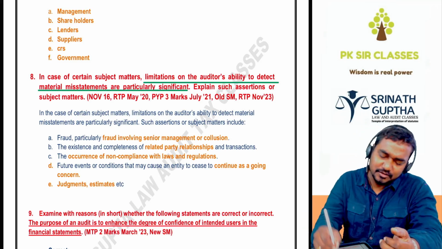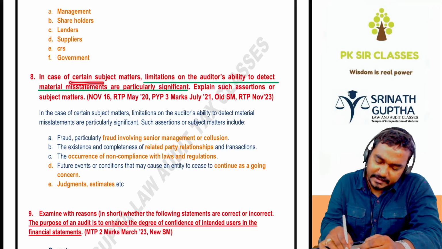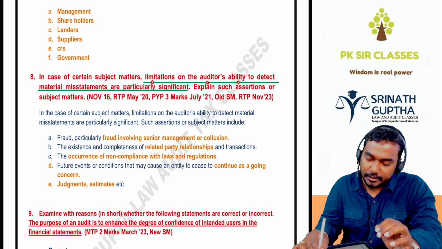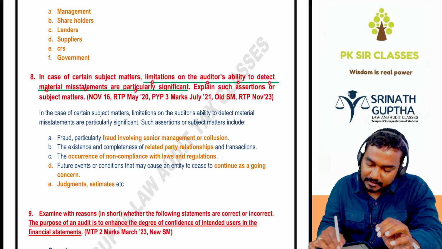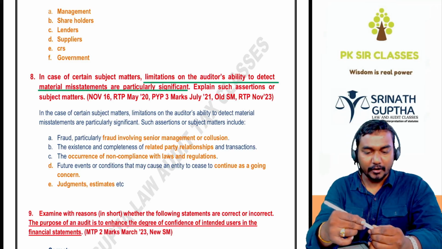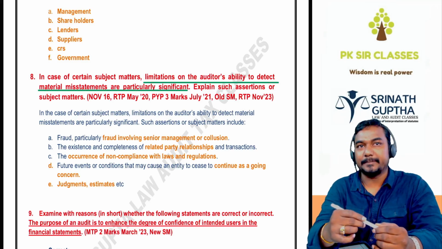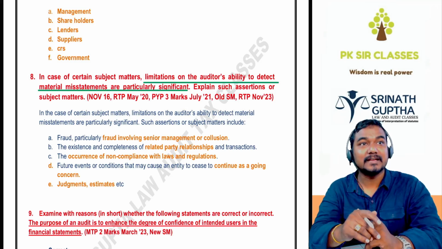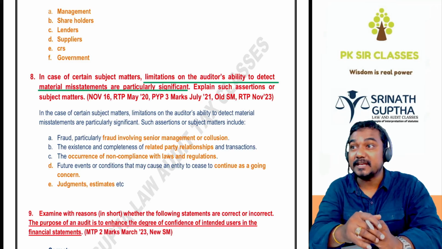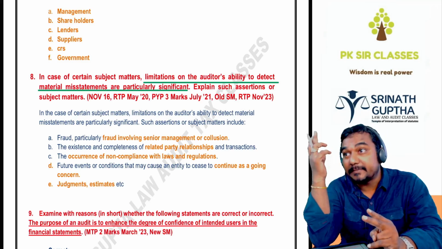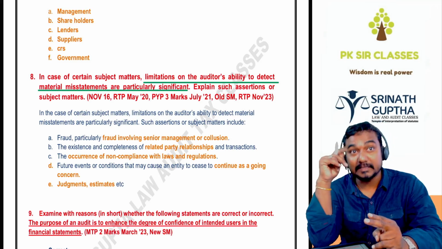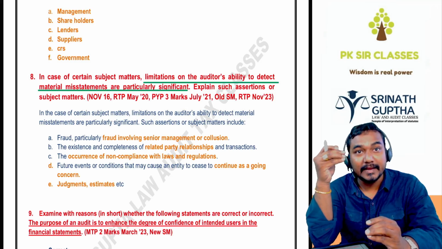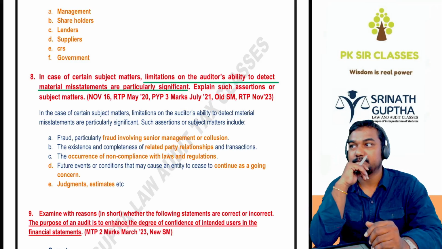What is the question first of all? In few situations, limitations on the auditor's ability to detect the material misstatements are particularly significant. In few cases, the auditor will not be able to detect the misstatements. Give me some examples. That's the question. Example, fraud. Example, intentional concealment. Any misstatement made by management, is it easy to identify? These are some of the examples where the auditor may not be able to identify the misstatements.